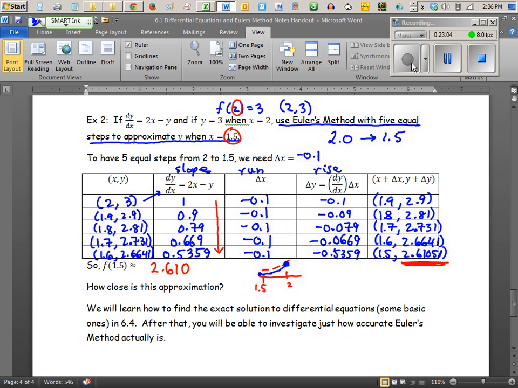The truth is, the only way to really know how well you did and how accurate 2.610 is, is if you actually knew what f at 1.5 was, right? And the only way we know that is if you learned how to actually find the antiderivative of the diff EQ, at which point you would then know y, in other words f, and you could plug in 1.5. Okay, but that's a 6.4 topic, which we'll take care of then. So we will actually take a handful of diff EQs and learn to solve them.